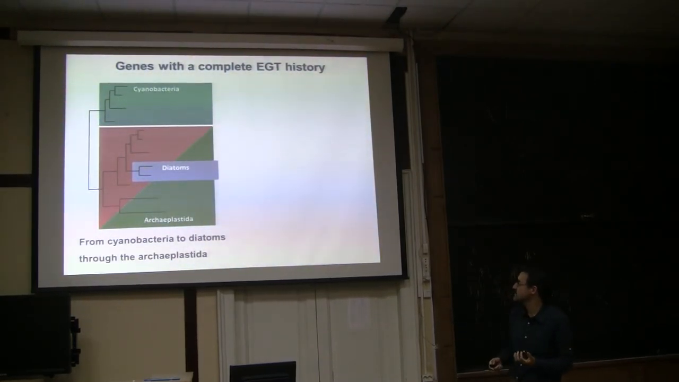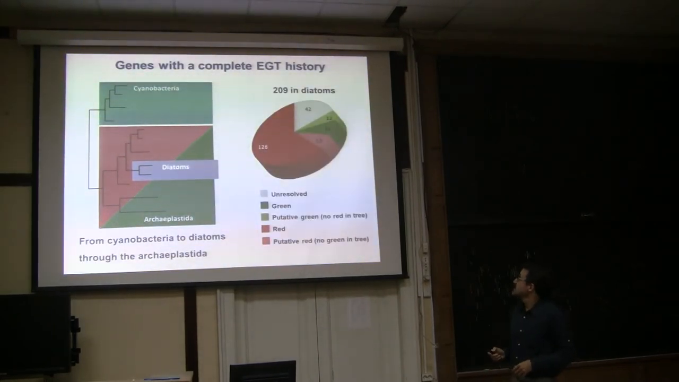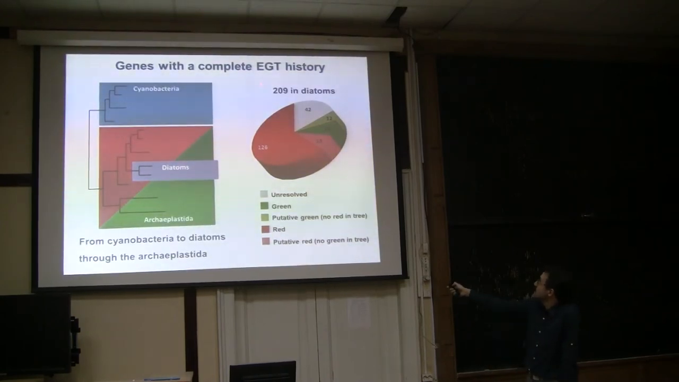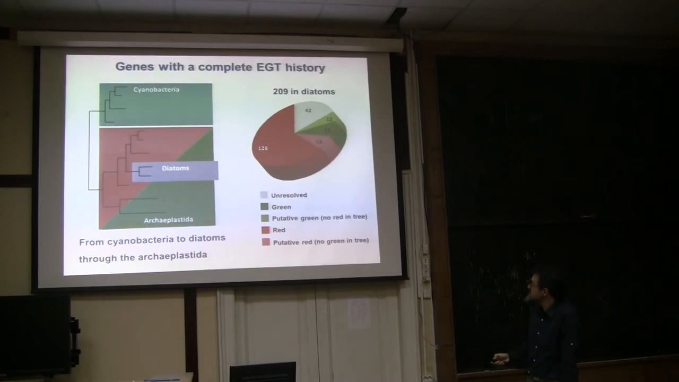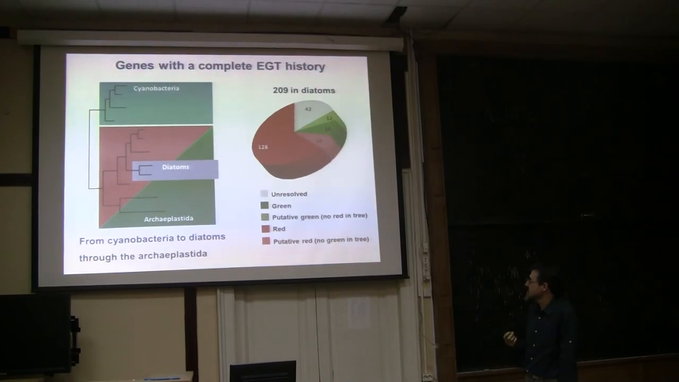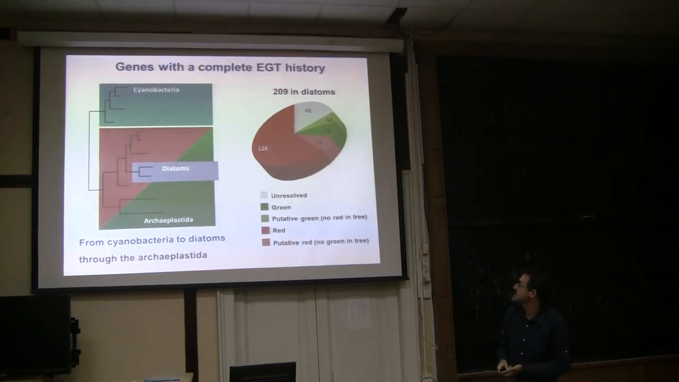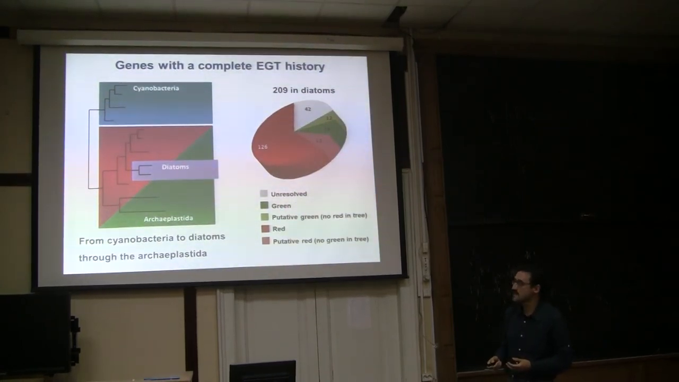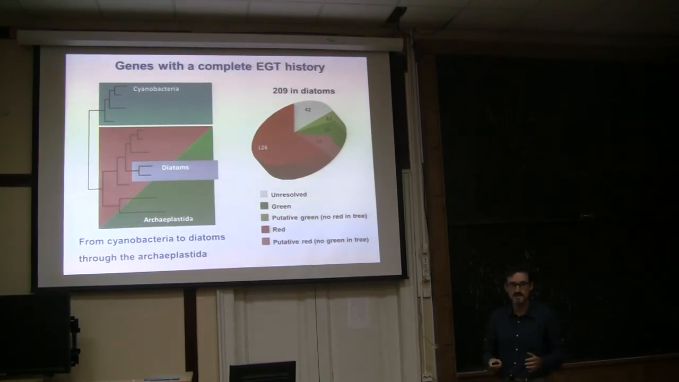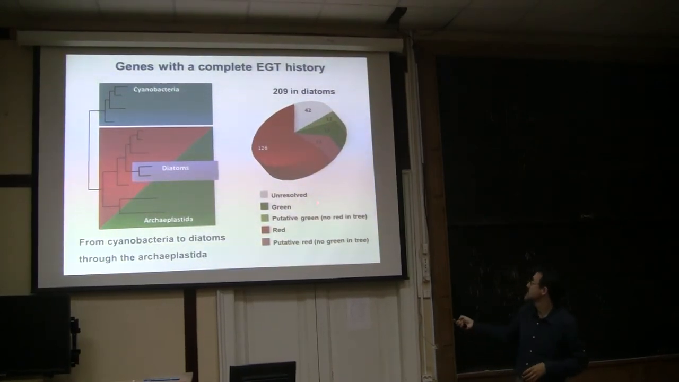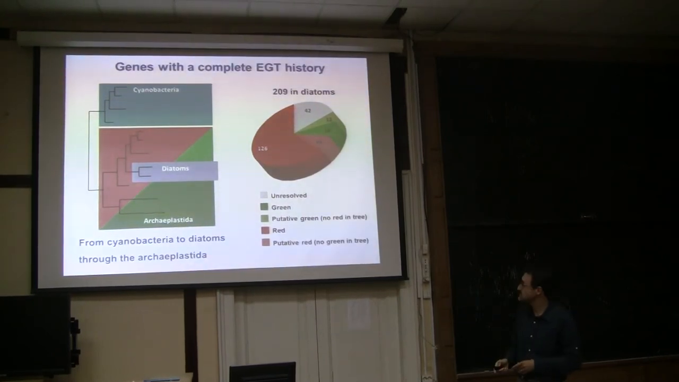And as I told you, in general these genes provided very, very nice phylogenies. So in the case of diatoms, there were 209 of these genes. And almost two-thirds of these genes were clearly of red algal origin, and only a few appeared to be of green algal origin. So once again, this supports very strongly that in diatoms, the strong endosymbiotic gene transfer signal is coming from red algae and not from green algae.